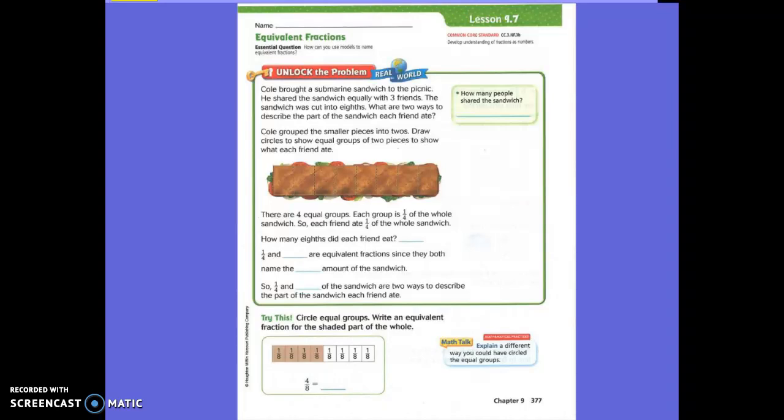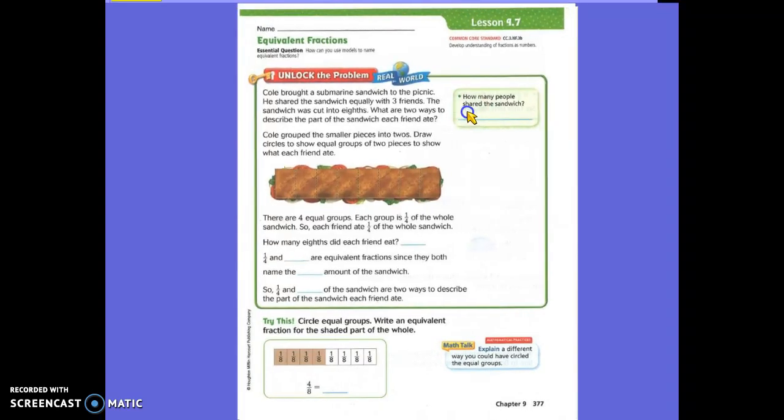Okay, how many people was he sharing the sandwich with? 3 friends. Okay, and so how many total people shared it? 4. Yes, him and his 3 friends. Write that down.